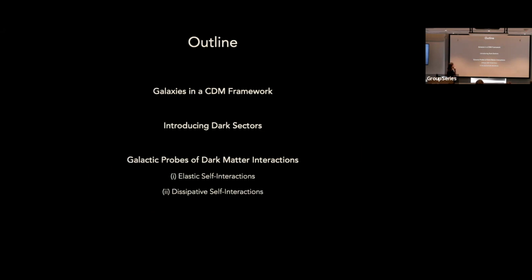Okay, so the outline of the talk: I want to start by reviewing how we think about galaxies in a cold dark matter framework. This may be a review for some, but I want to set up some of the terminology because I'm going to use this as a contrasting point as we move on later in the talk. Once we start talking about dark sectors, which is a broader class of dark matter models, I then want to revisit this picture that we're going to paint in the beginning and think about how these galactic probes are going to be changing in the context of adding additional dark matter interactions into the picture.